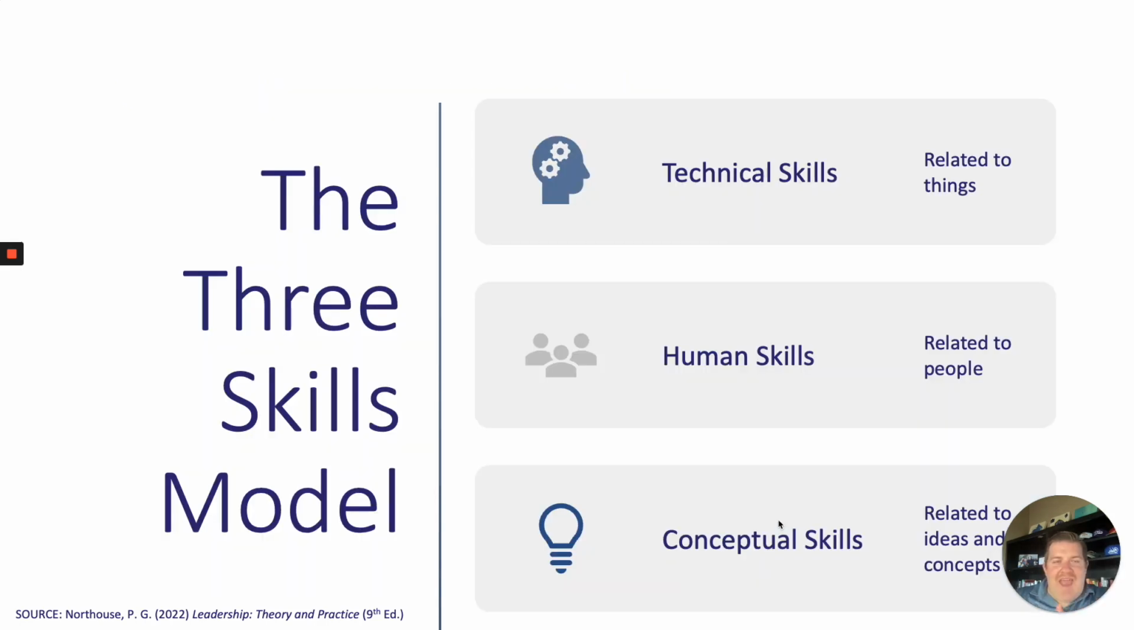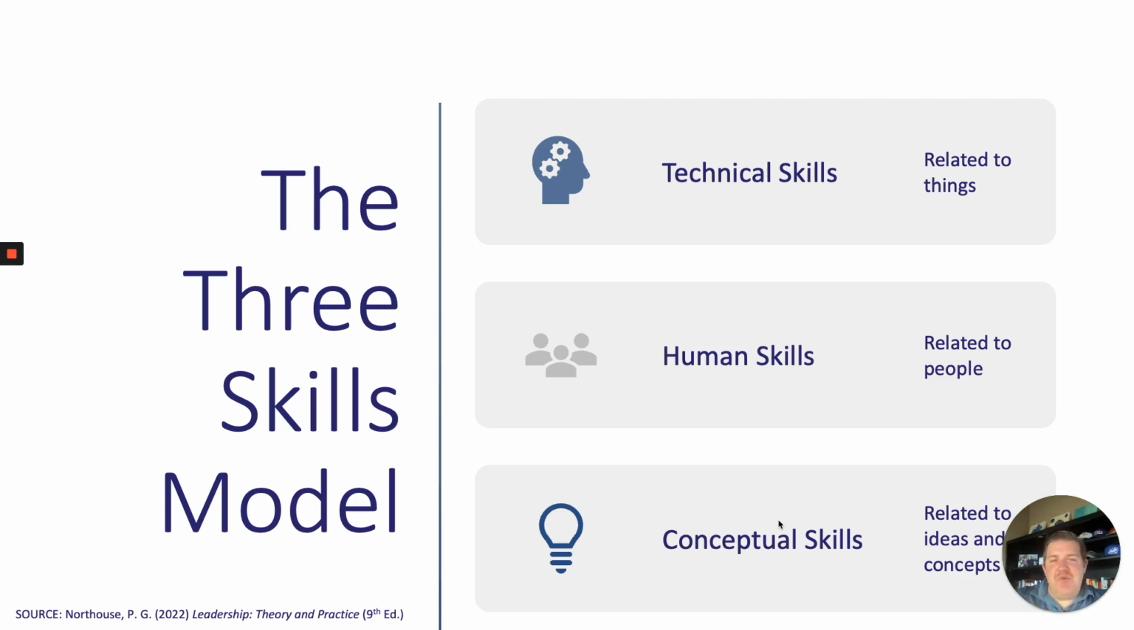Now, Robert L. Katz said that leaders need 3 kinds of skills. Technical skills are skills related to things, maybe like mechanical things, financial things, right? Basically the technical areas that have to do with maybe the leader's day-to-day work and or the technical skills that are done by the people who follow that leader.